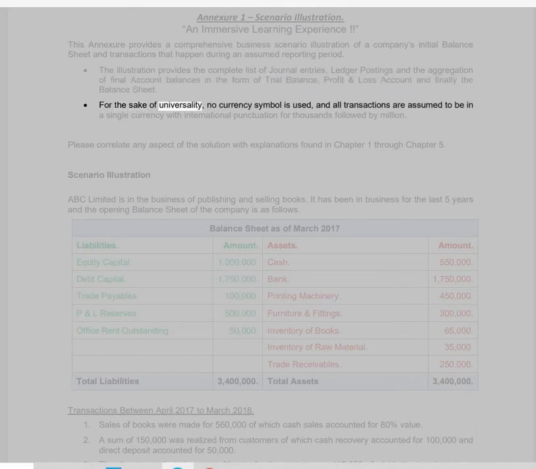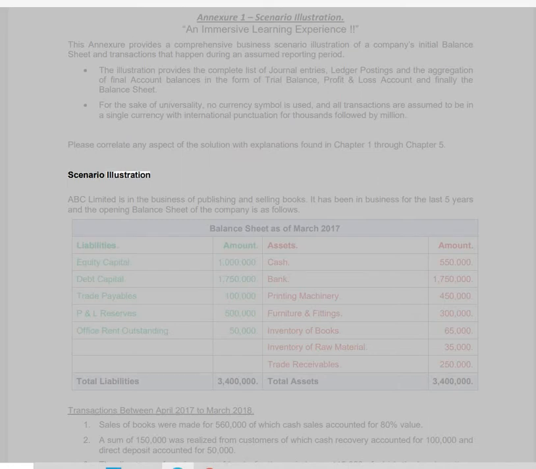For the sake of universality, no currency symbol is used, and all transactions are assumed to be in a single currency with international punctuation for thousands followed by million. Please correlate any aspect of the solution with explanations found in Chapter 1 through Chapter 5.